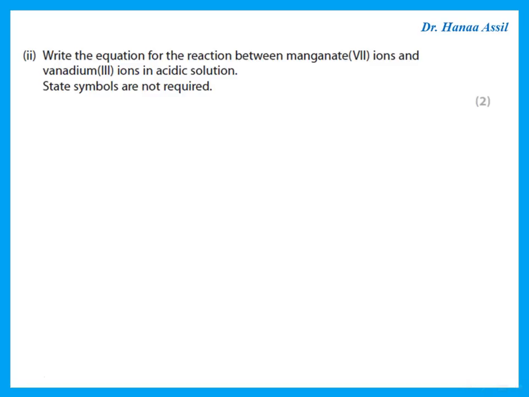Write the equation now for the reaction between the manganate ions and the vanadium ions. We said it's a ratio of 2 to 5, so this is 2 manganate plus 5 V3+, and then you should realize that this will react with water to give manganese(II), plus the vanadium VO2+, plus 4H+. Okay, so this is the balanced equation for the acidic solution.